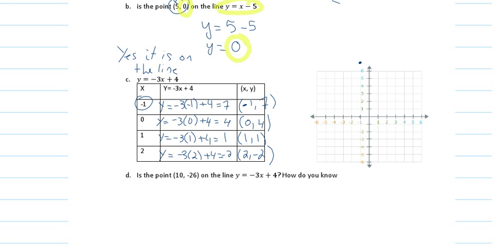How about the second point? 0 going up 4. Good. So I start at the origin and I go up 4. And then (1, 1). So I have to go here. And then (2, -2). Is this line increasing or decreasing? Decreasing. Decreasing, that's right. See, it's never going to be the best line on that board. I'll try my best.